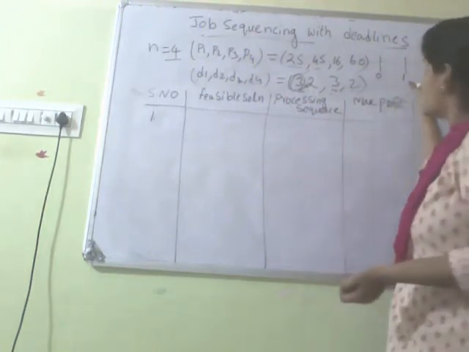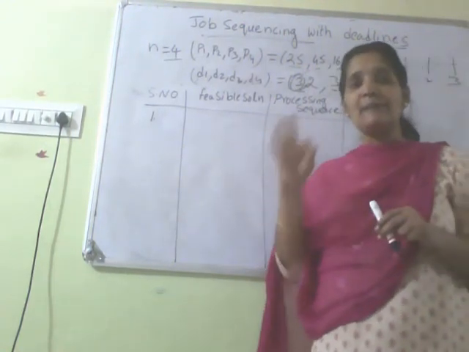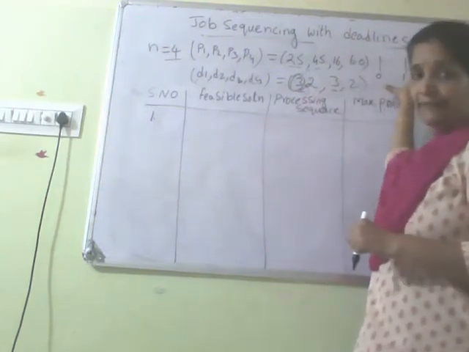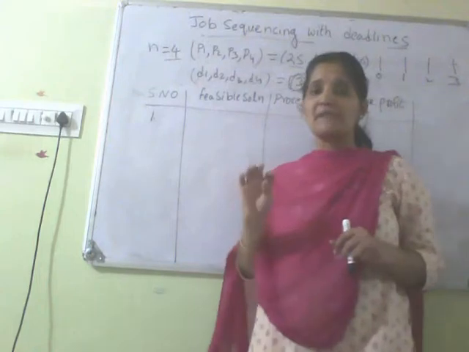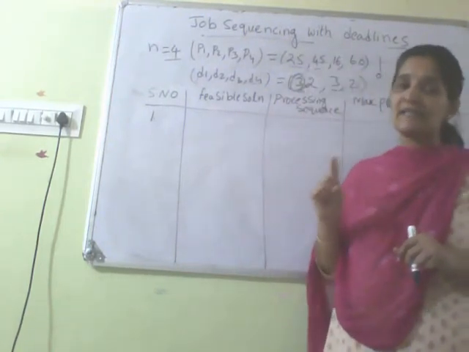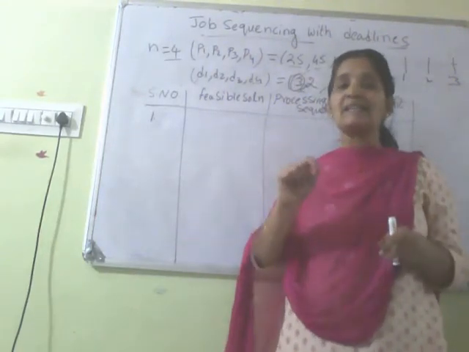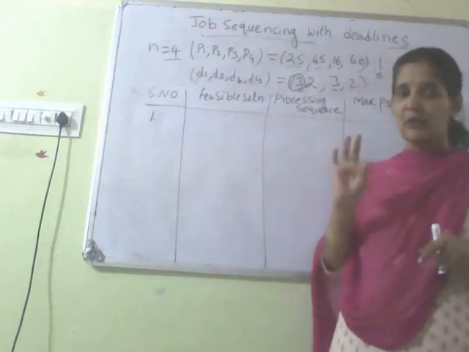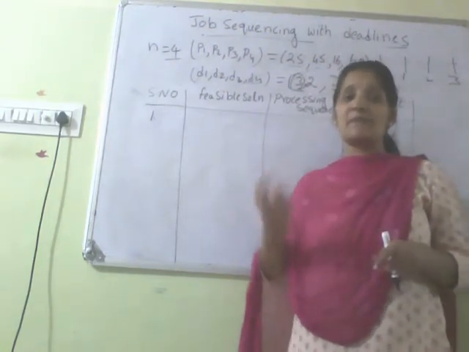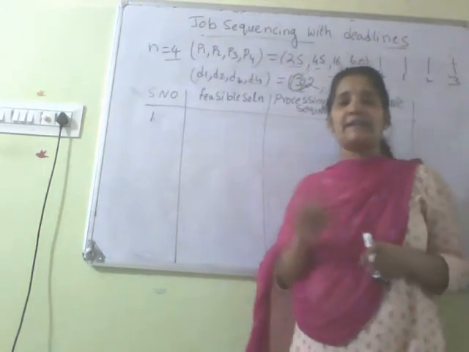Now, since we have 3 slots, the meaning here is maximum 3 jobs we can do. Total number of jobs given are 4. But the maximum deadline is 3, so we will be having only 3 slots. The meaning is maximum 3 jobs we can do. So now we will write different possible combinations and let us see here.